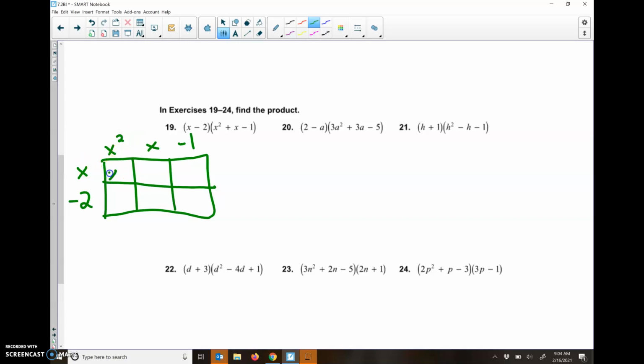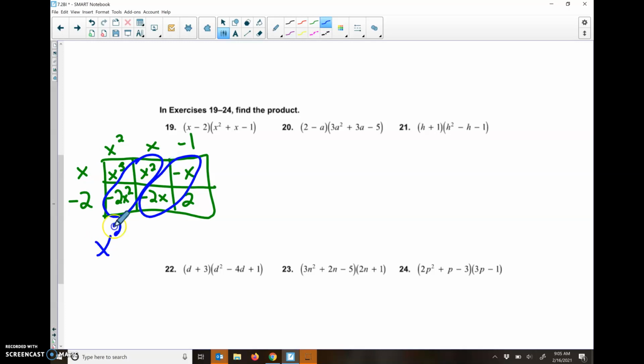So x and x squared makes x to the third. X and x makes x squared. X and -1 makes -1x. And then same thing, -2 and x squared makes -2x squared. -2 and x makes -2x. And -2 and -1 make a +2. And then kind of the same thing as the other one, we should be able to combine our diagonals.